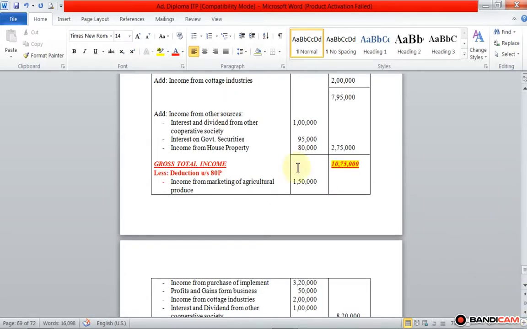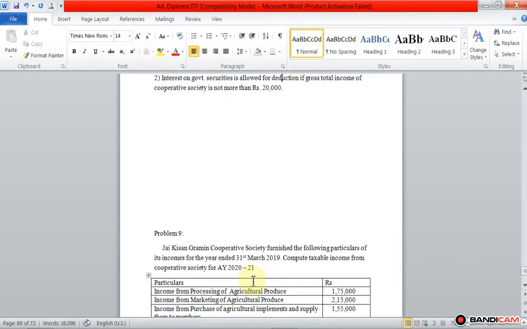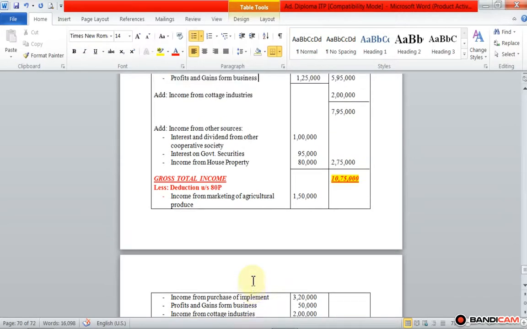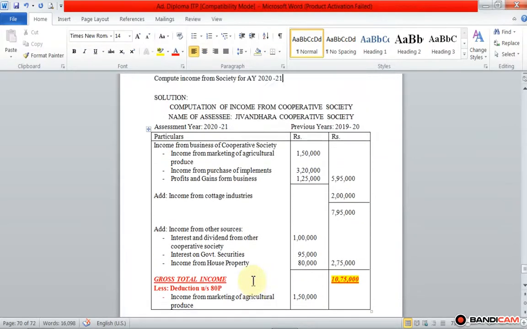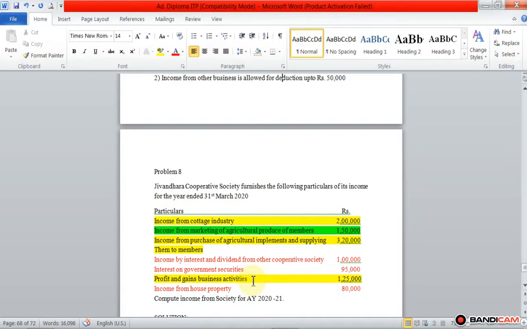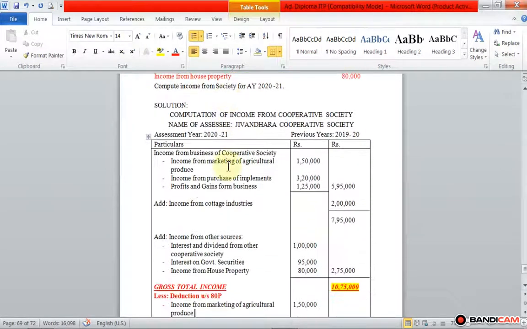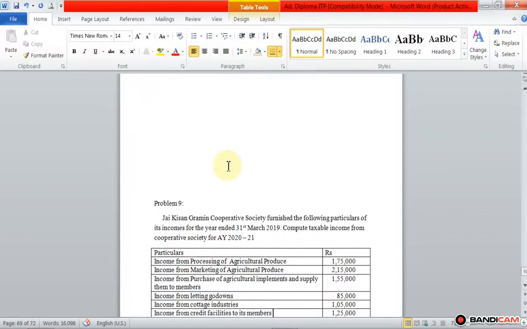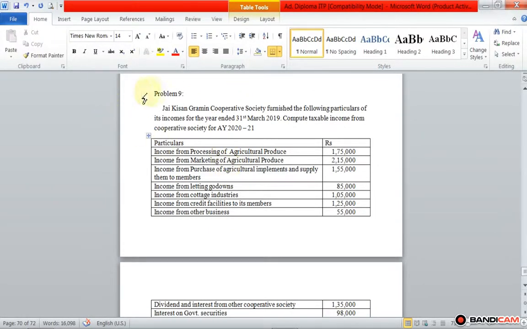So here we revise a problem, and we again revise the deduction in respect of ATP of cooperative society. In our next video we study a practical problem number 9 on computation of income from cooperative society, or taxable income from cooperative society. So here the problem is problem number 9. Try to solve this problem in your notebook.